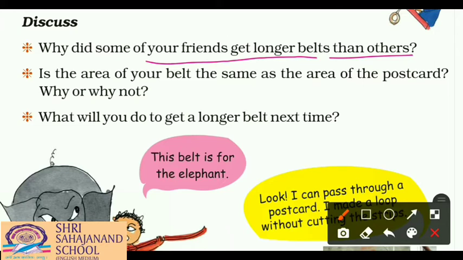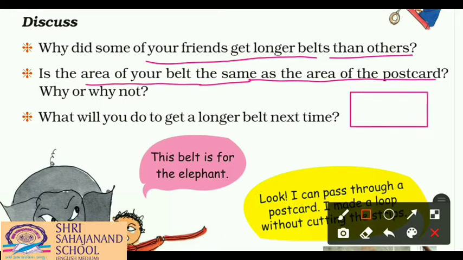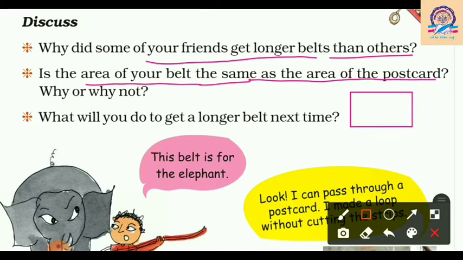Now, is the area of your belt the same as the area of the postcard? Let's see. Let me make both sheets of paper. Let's take, it was 14 by 9 and this is 42 by 3. It is A and this is B.